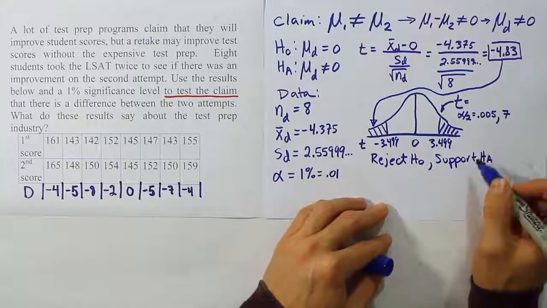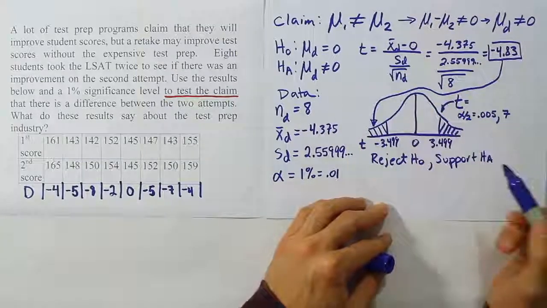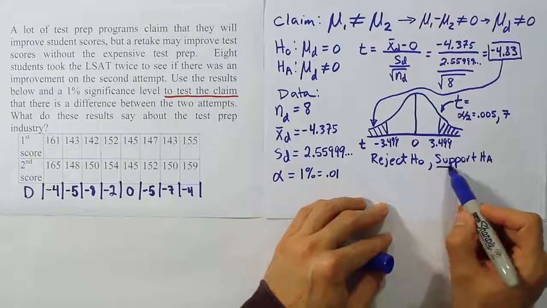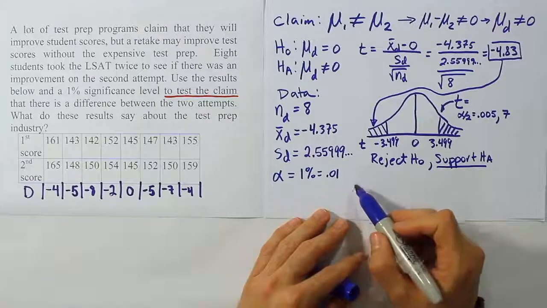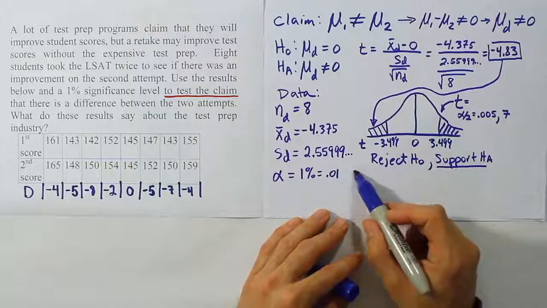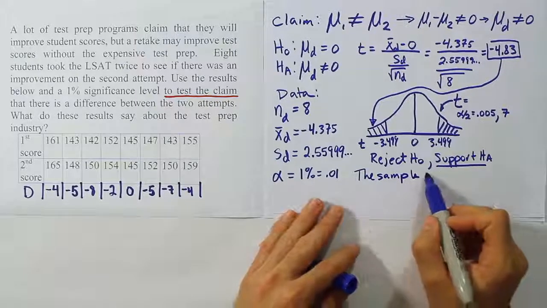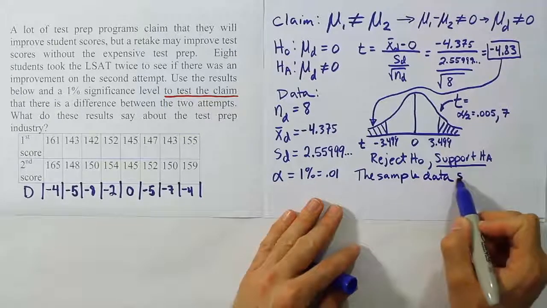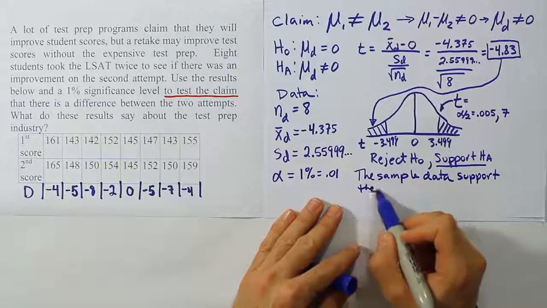All right, now at that point, we look at our claim and we identify whether it was H0 or HA. You can tell by its symbol it was HA, pardon me. So we're going to underline that and say that that's what we should word our final conclusion as. So we're going to say the sample data support the claim.